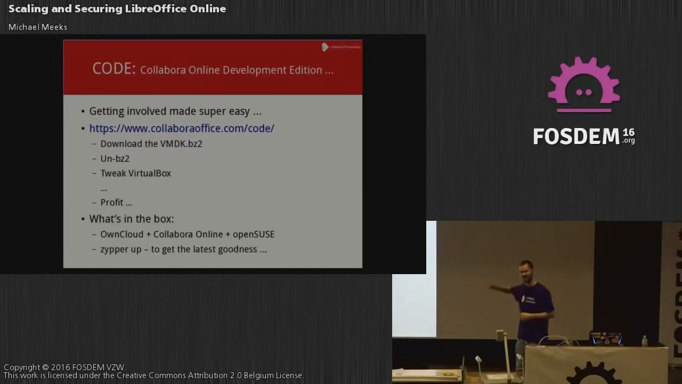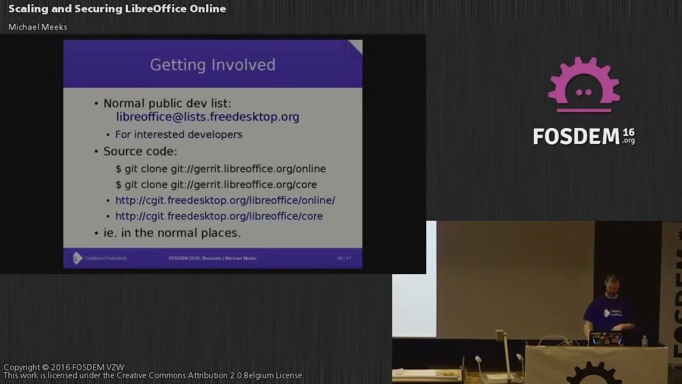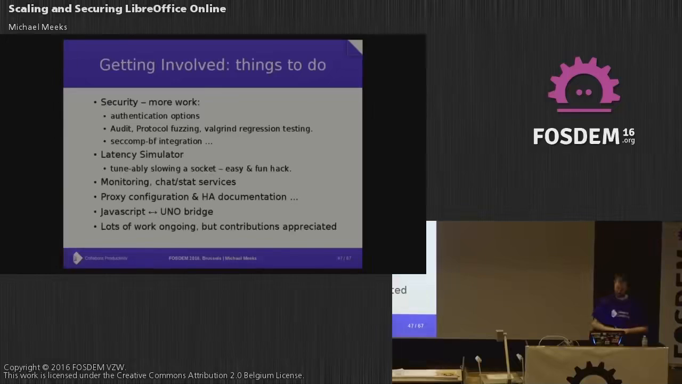We're trying to fix that problem by getting people involved, so it's very easy to get this thing. All the demos that I showed you today are there, except my daughter's party invite. So you can just download it now, zip it, update, and get it and play with it on your own device pretty trivially. And you get that OwnCloud, Collabora Online, and openSUSE piece there. And send us some patches, send us some feedback. The way to get involved is just go to the normal public dev list for LibreOffice, clone the software. It's pretty much all there. And just the normal way to get involved with LibreOffice. And there's lots of things we'd love people to do.